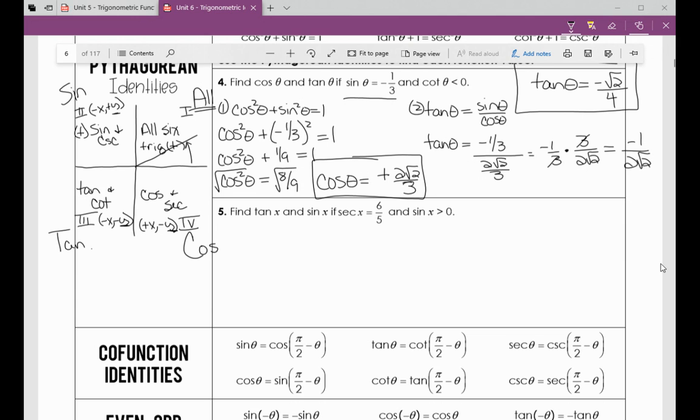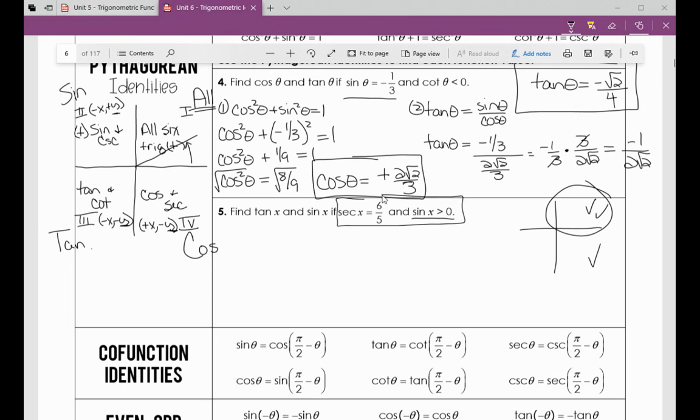Number 5, these are my favorite. Because if secant is positive, secant is only positive in the first. Everything's positive in the first. And in the fourth, because cosine and secant are always positive in the fourth. Out of these two quadrants, which one is sine positive in? First one. So all things positive in the first, I don't need a single negative answer. Make sense? That's the relevance of this.